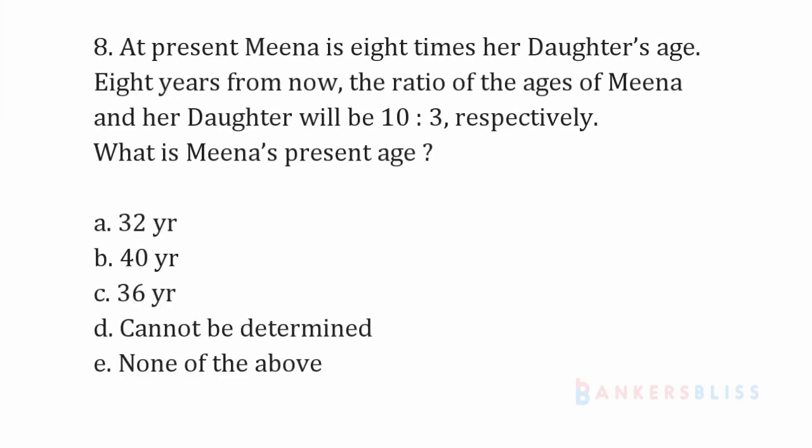Problem number 8. At present, Meena is 8 times her daughter's age. 8 years from now, the ratio of the ages of Meena and her daughter will be 10:3. What is Meena's present age? You have to calculate Meena's present age.